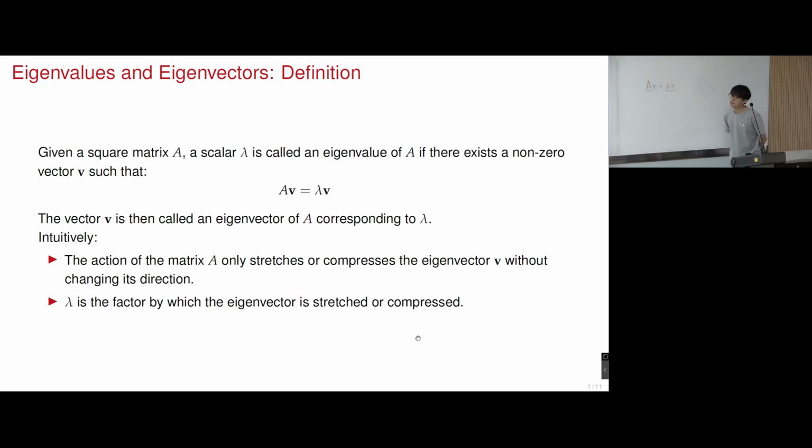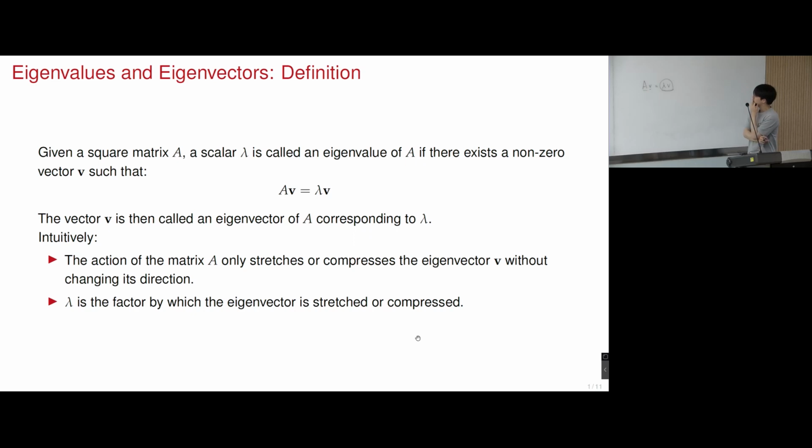So, what are eigenvectors and eigenvalues? We need to know the definition before we start learning about the properties of these values. Given a square matrix A, a scalar lambda is called an eigenvalue of A if there exists a non-zero vector V such that this holds. So what does this mean? Basically, there could be some cases where we multiply matrix A by a vector V, and somehow the value it gives us is the same as just multiplying a scalar lambda into V, right?